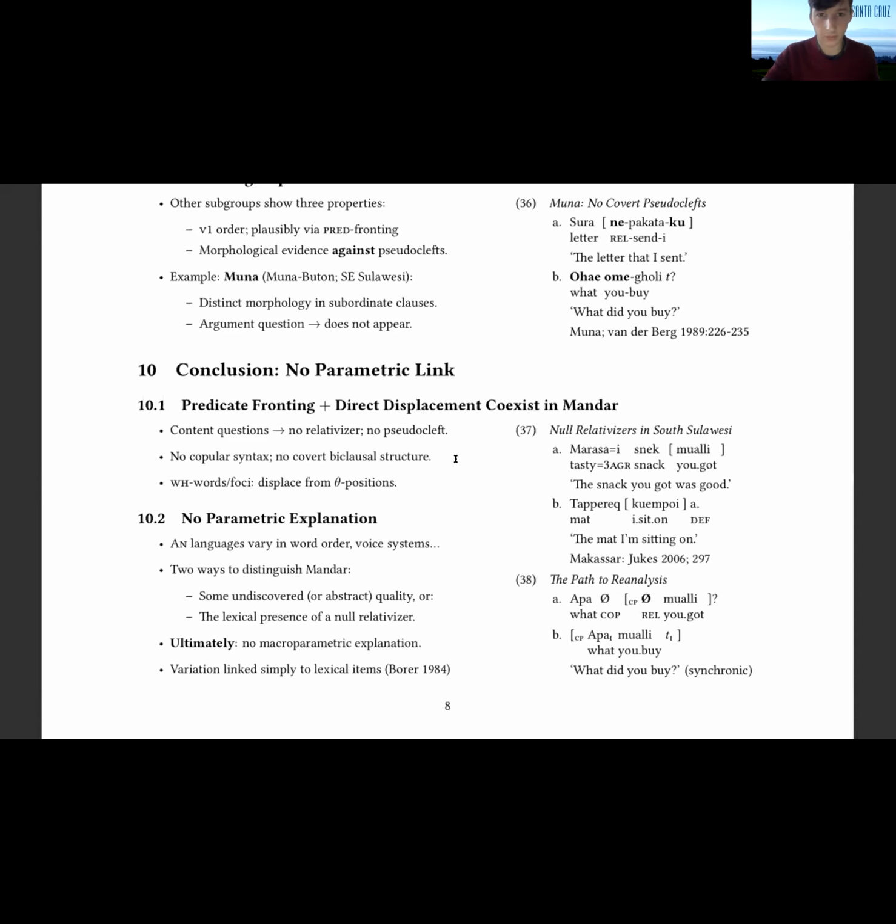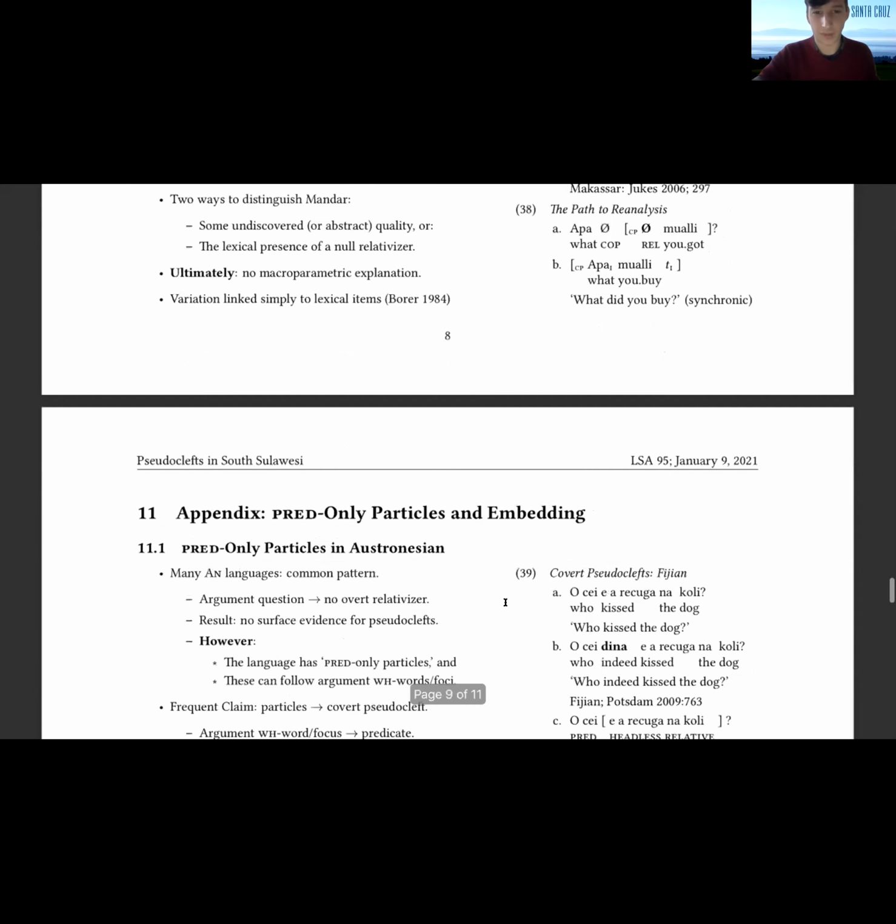The fact that Austronesian languages behave as they do is a reflex of historical patterns. And the fact that Mandar and potentially other South Sulawesi languages do seem to allow direct displacement is just not grounded in any sort of fundamental fact about their syntax. They just happen to have evolved this construction. Thank you. I'll conclude there. There's a bunch of appendices.